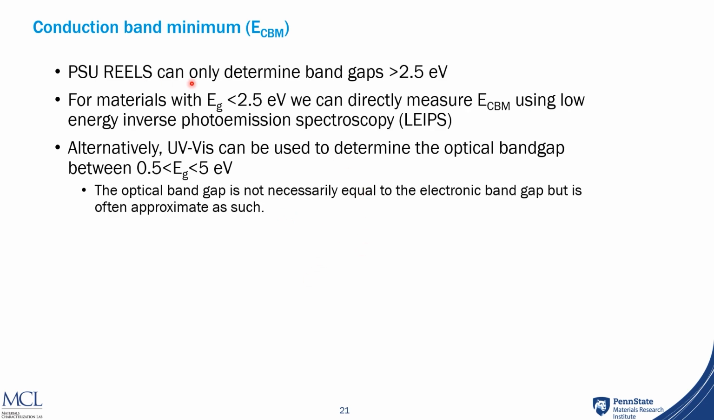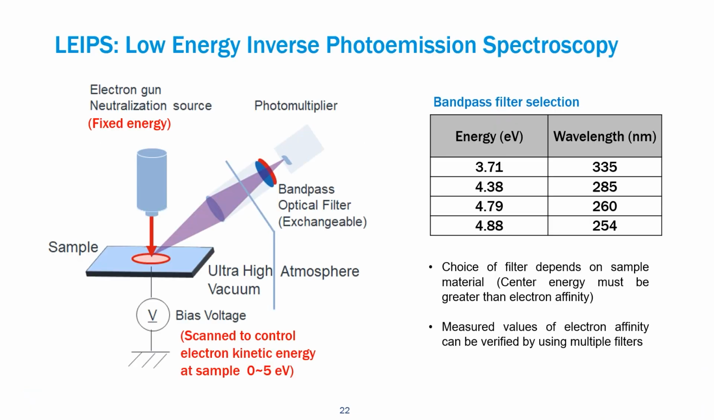But we're limited. Our REELS system can only measure materials with band gaps greater than about 2.5 electron volts. So if you've got materials that have narrower band gaps and you're interested in this information, we need an independent way of either measuring the conduction band minimum or the band gap or both. UV-Vis gives us an independent way of measuring the band gaps down to about 0.5 eV. And then we have a relatively new technique here at MCL called LIPS, for low energy inverse photoemission spectrometry.